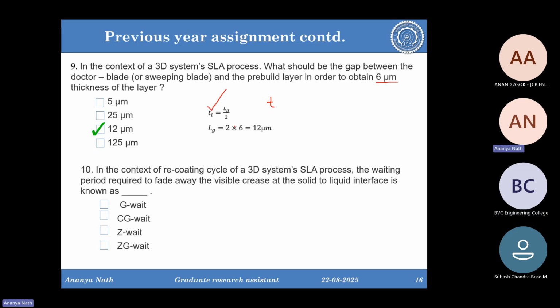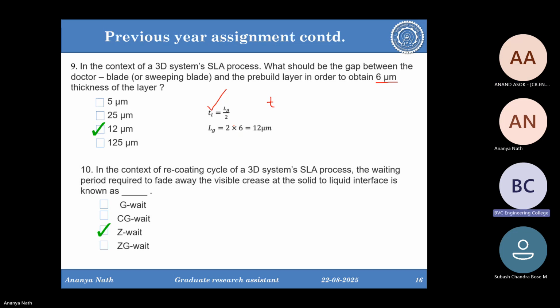This is also something you need to remember. In the context of the recoating cycle of a 3D Systems SLA process, the waiting period required to fade away the visible crease is called Z wait. We have already seen the Z wait in the ordering question previously. Z wait is also the last step in the recoating cycle for the 3D Systems SLA process.